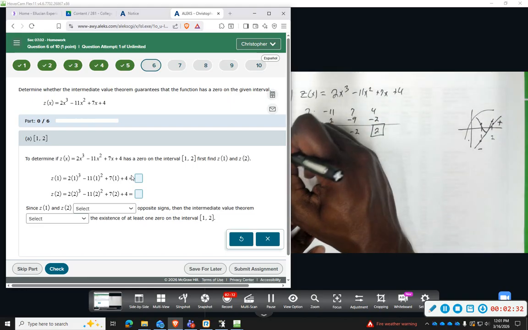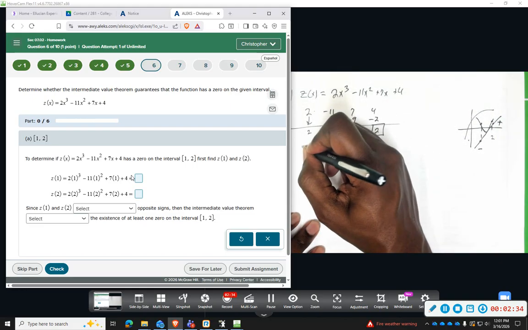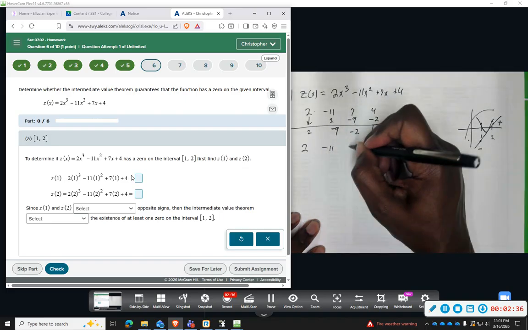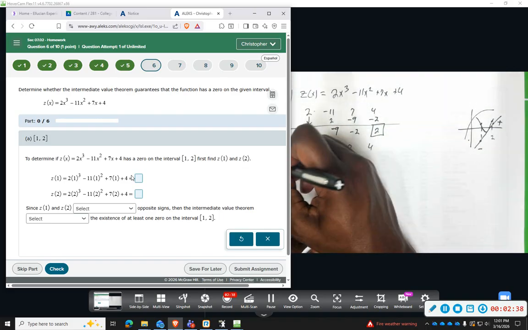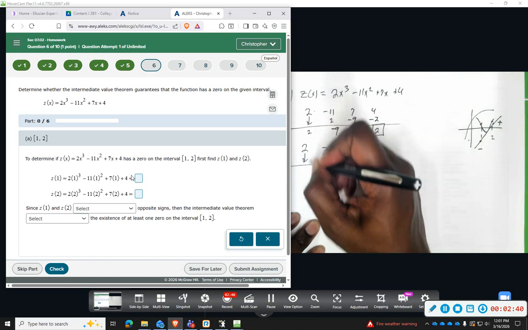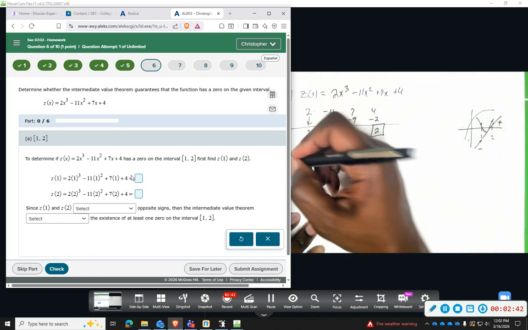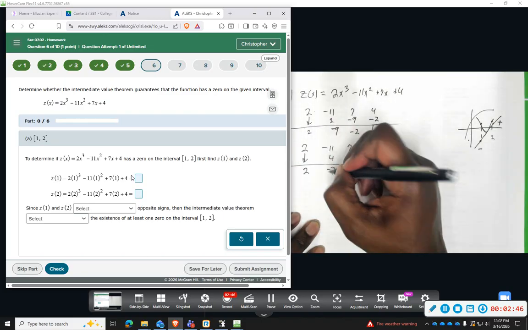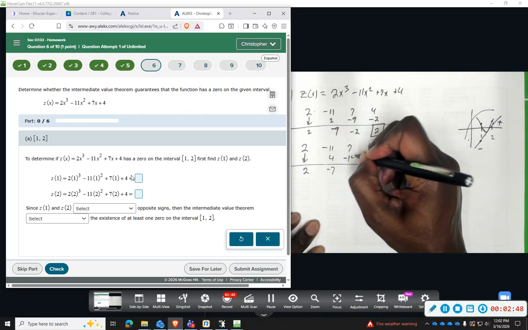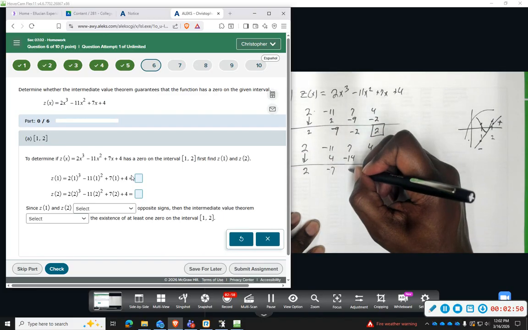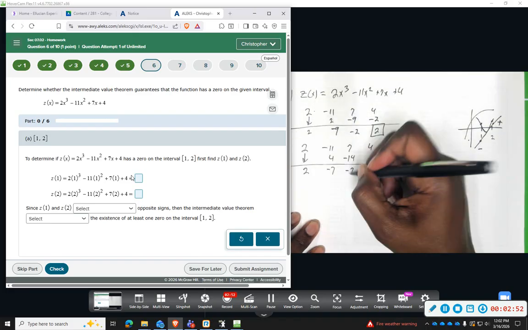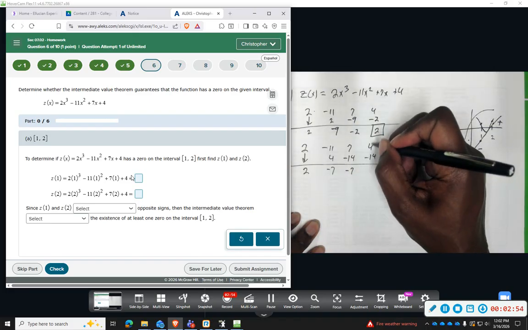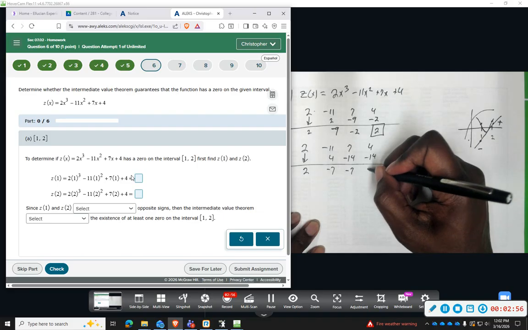Do the same thing again with the number 2. 2, negative 11, 7, and 4. Bring the 2 straight down. 2 times 2 is 4. Subtract, negative 7. 2 times negative 7, negative 14. Subtract, we'll get a negative 7. 2 times negative 7, negative 14. And combine, and we get a negative 10.